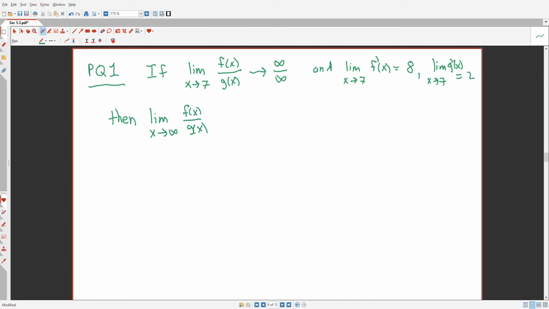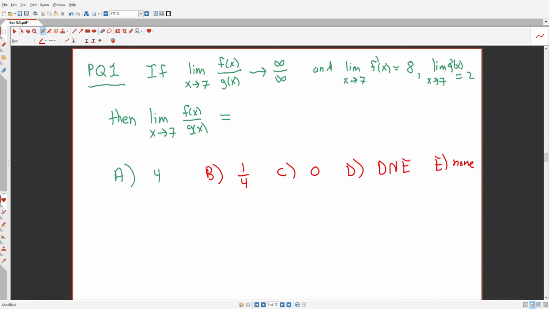Oh, I said an infinity. I meant a 7. The original limit had to equal. Is it A, 4? Is it B, 1/4? Is it C, 0? Is it D, a limit that does not exist? Or is it E, none of these?